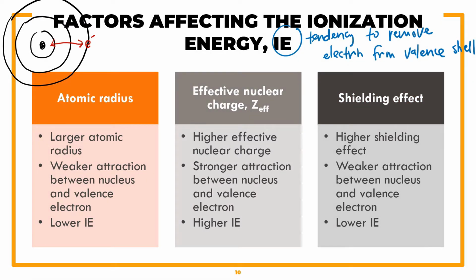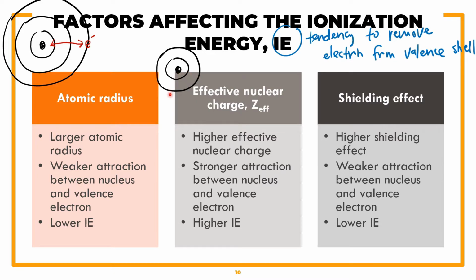Second factor will be effective nuclear charge, ZEF. So what is ZEF? You have learned this before, right? ZEF is about the attraction force between the nucleus and valence electron. If you still remember, ZEF is one of the factors that affect the size of the atom. The higher the value of ZEF, or the more positive the value of ZEF, the atomic radius and ionic radius will decrease or get smaller.